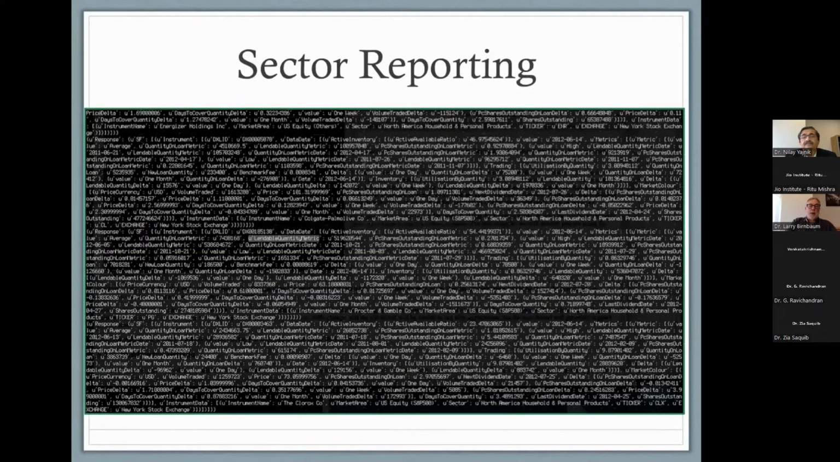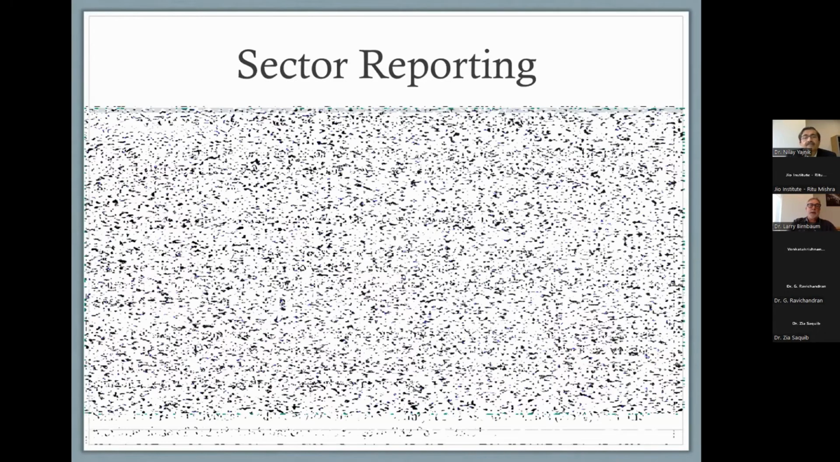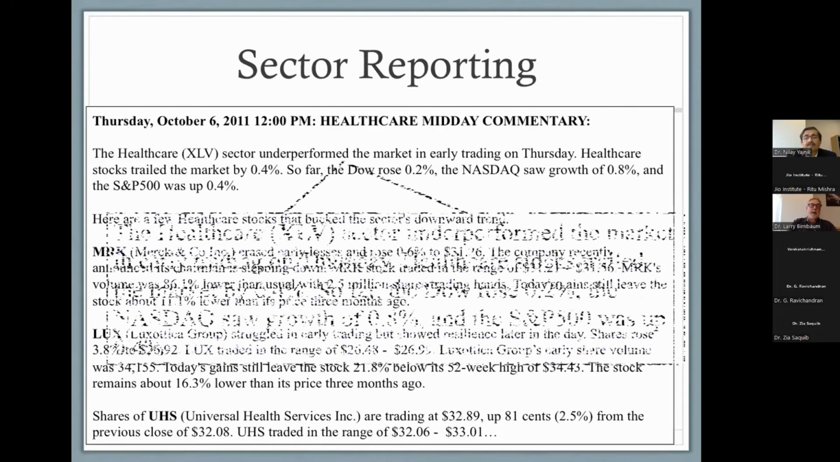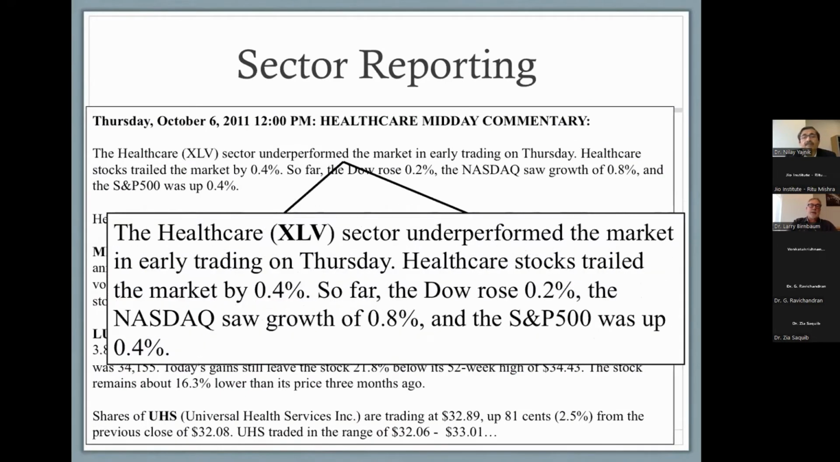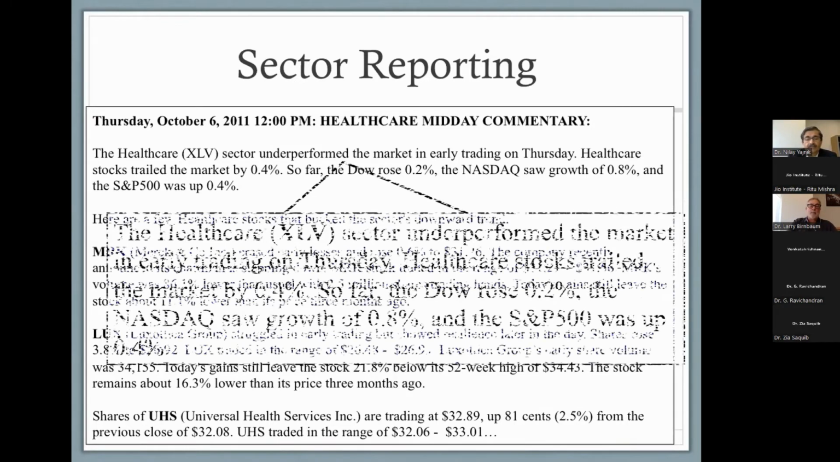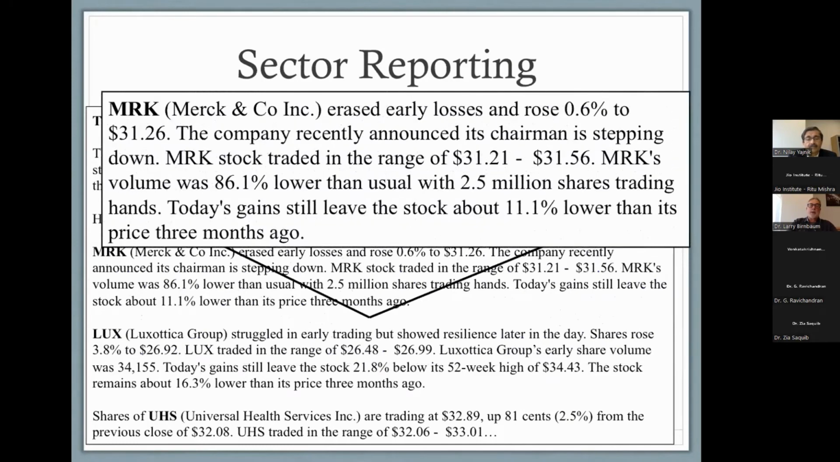Sector reporting. So I hope it's clear that the kinds of stories that are relevant are going to be business stories, finance stories, sports stories, health stories, crime stories, any data-rich area where people need to understand the results of the analysis. So here, for example, is sector reporting about the healthcare industry inside the stock market. The healthcare sector underperformed the market in early trading on Thursday. Merck erased early losses of 1.6% to $31.26 per share, and so on.